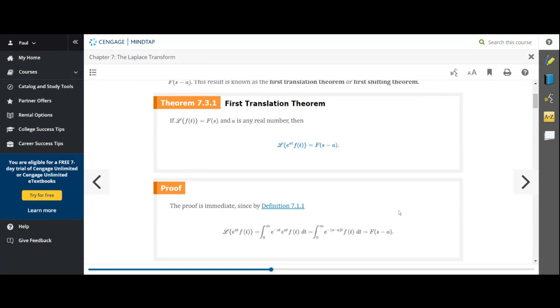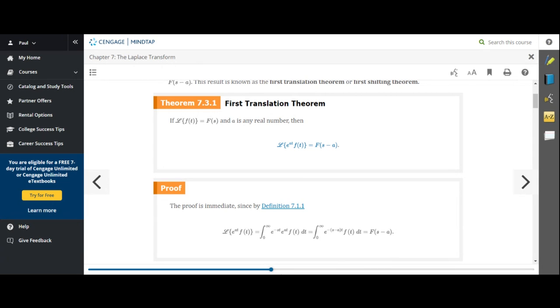Normally the Laplace transform of a function f of t is just equal to big F of s. But when you take the Laplace transform of e to the at times that function f of t, the Laplace transform is going to be equal to the Laplace transform for the function f of t, except it's going to be at s minus a.